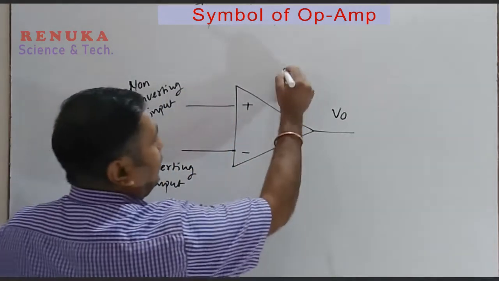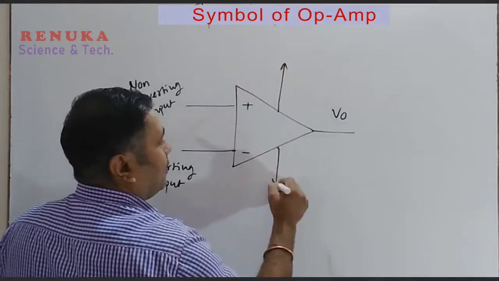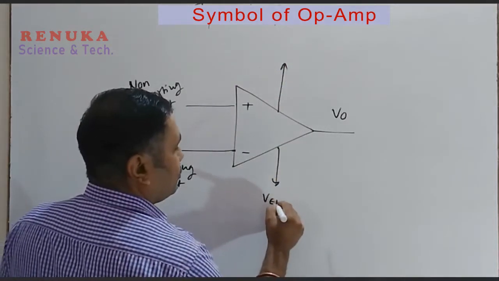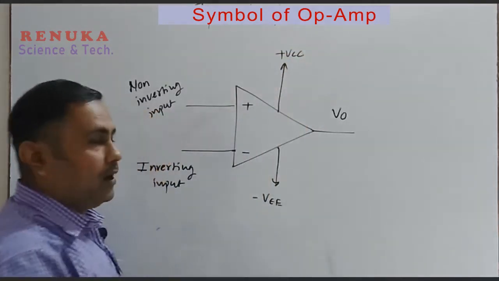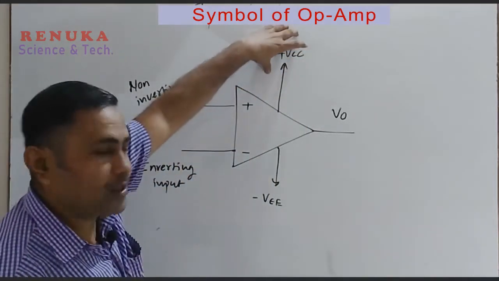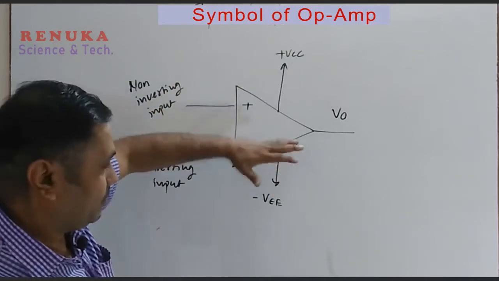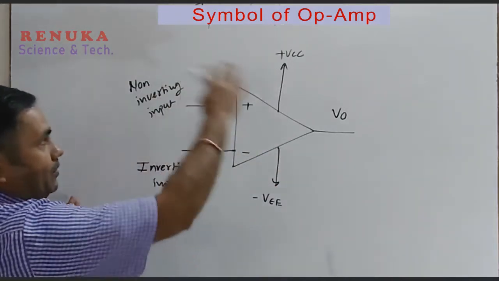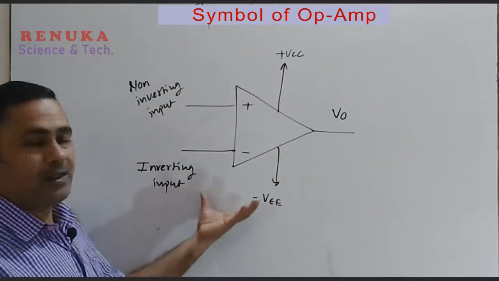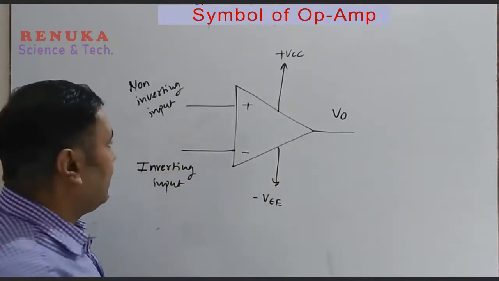Now these are the arrows. They are used to show the connection of dual power supply. At the upper side, always a positive supply is connected. At the negative lower side, always a negative supply is connected. So this is how the symbol of operational amplifier is drawn.